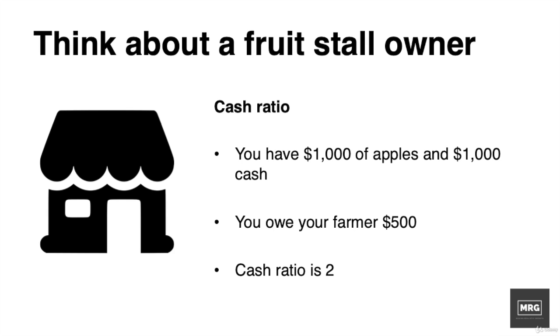Think about the fruit store owner again. To measure cash ratio, you have $1,000 of apples and you have $1,000 worth in cash. So you have $2,000 worth of current assets. You only account for the cash. You owe your farmer $500. So it's 1,000 divided by 500, and your cash ratio is 2.